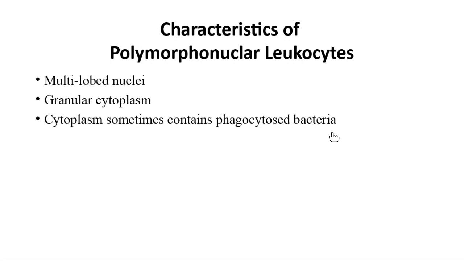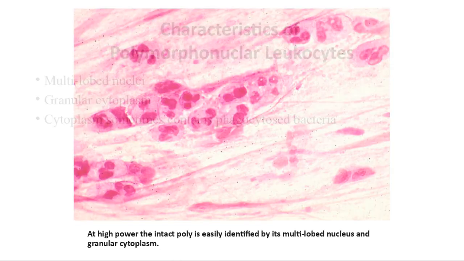In the case of the epithelial cells, they have a single, acentric nucleus, and the cytoplasm is very clear, with a ground-glass appearance. Whereas in the case of the neutrophils, you find the neutrophil with a multi-lobed nucleus, which contains granular cytoplasm, and sometimes the cytoplasm contains phagocytosed bacteria inside it.